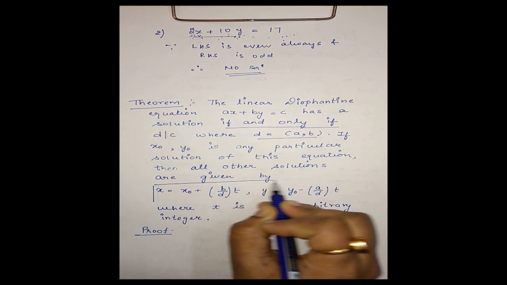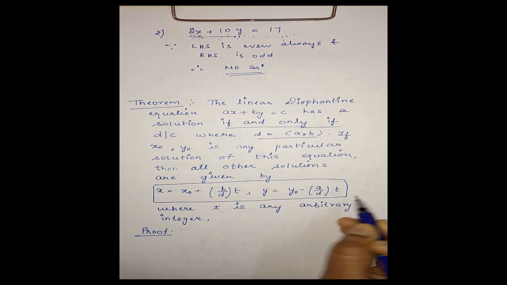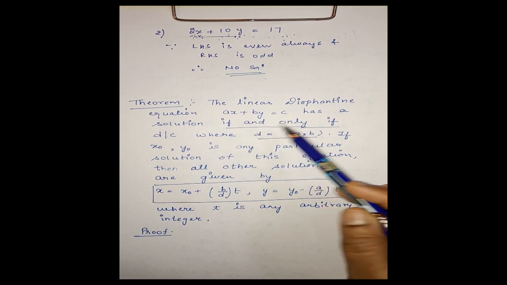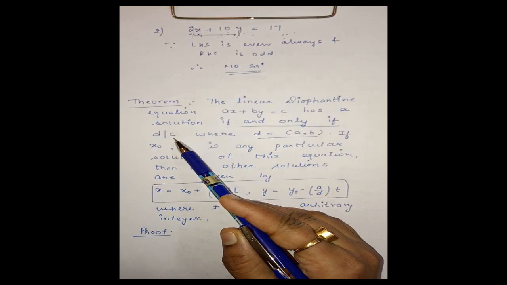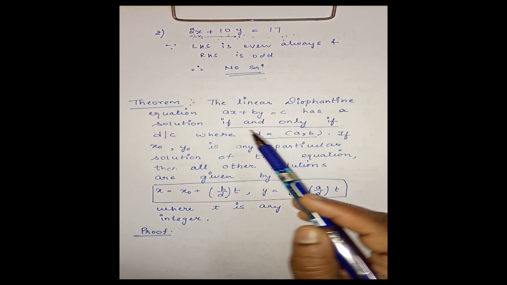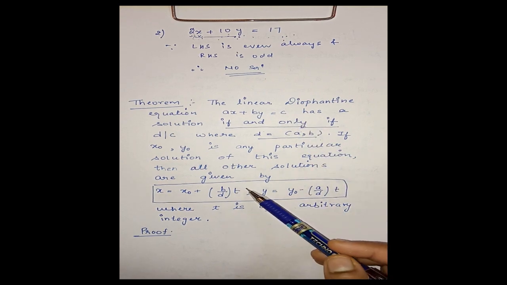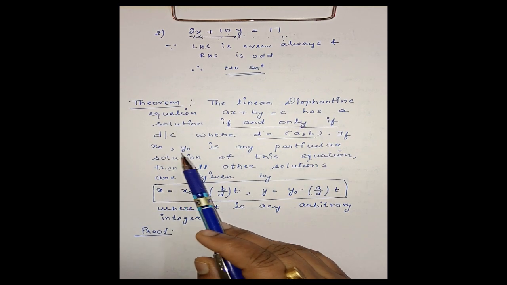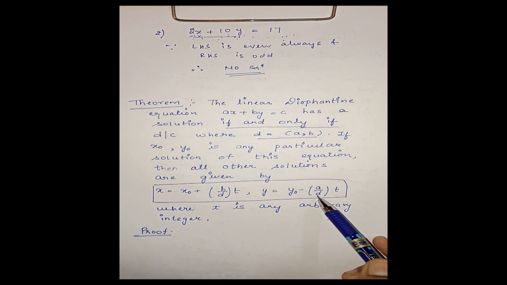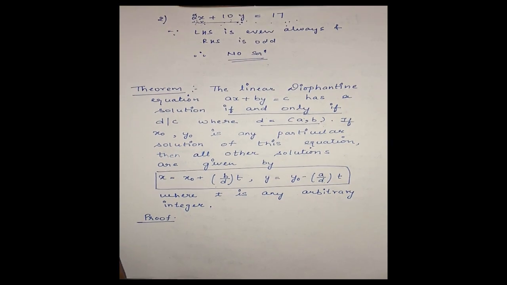Means we are going to prove two parts in this theorem. First is that a linear Diophantine equation has a solution if and only if D divides C. This is the necessary and sufficient condition for a linear Diophantine equation to have a solution. And in the next part, we are going to prove that if x naught and y naught is any particular solution, then all other solutions are given by this. Clear? Now let us prove this theorem first.